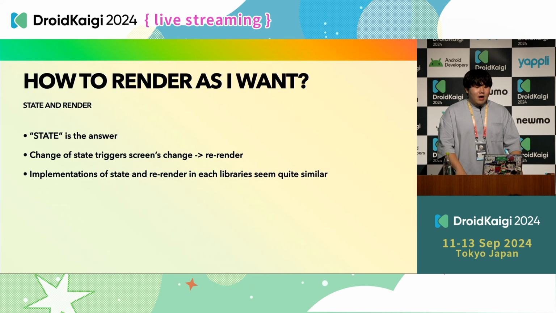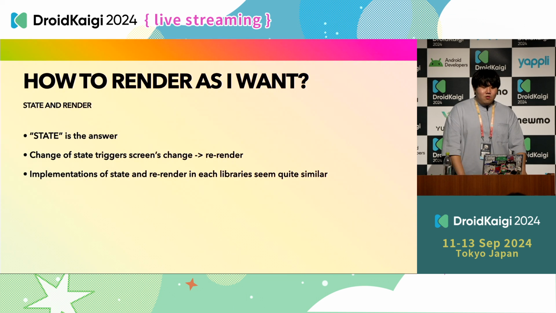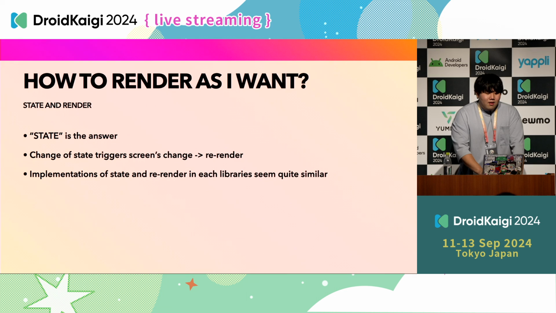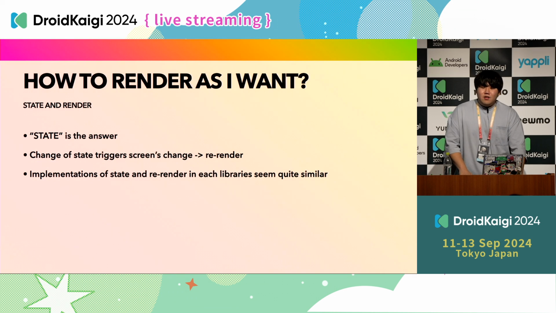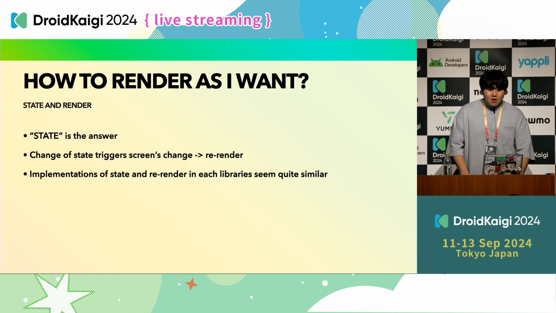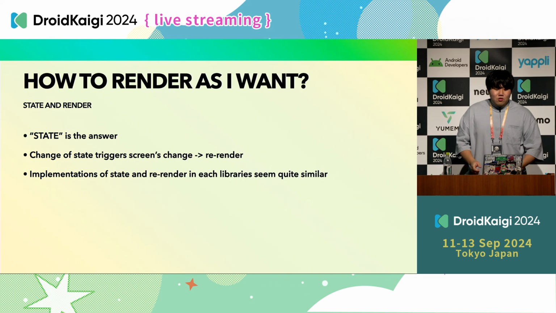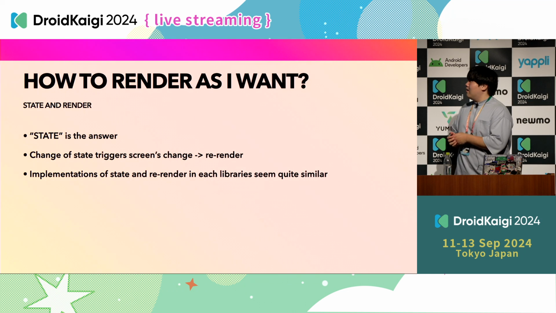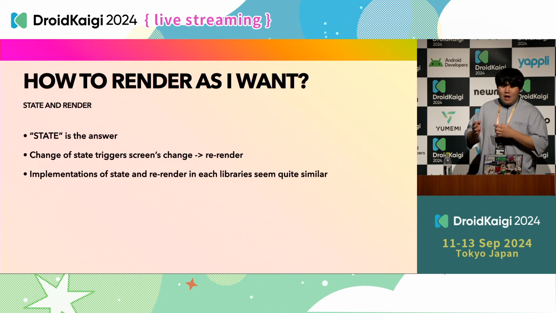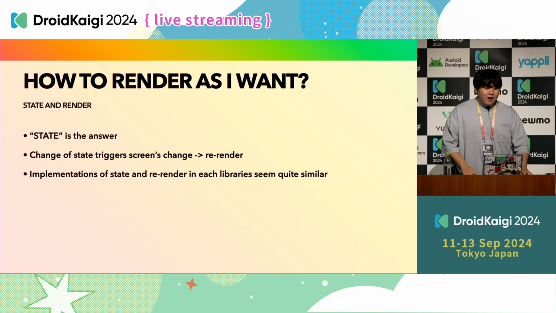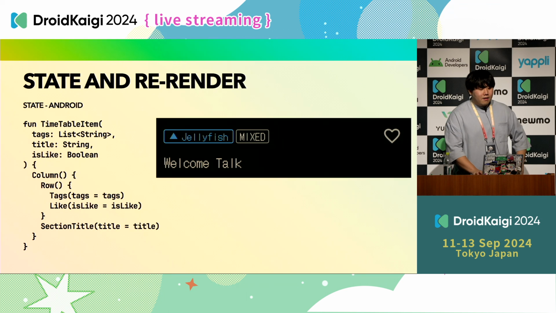In a declarative UI, the concept of state is used to update the screen status. This updating process, often referred to as re-rendering, is commonly addressed by many UI libraries. While the specs can vary due to differences in runtime environments, the terminology and methods used are quite similar. Now, let's take a closer look at how state and re-rendering are handled in different libraries.